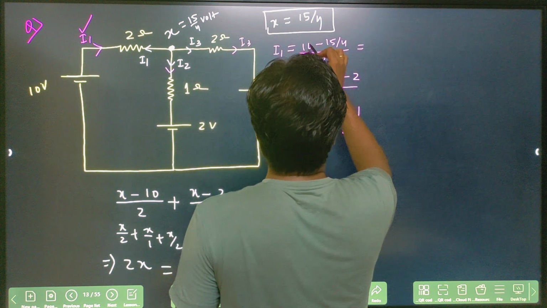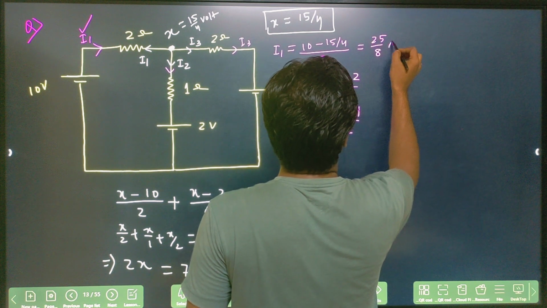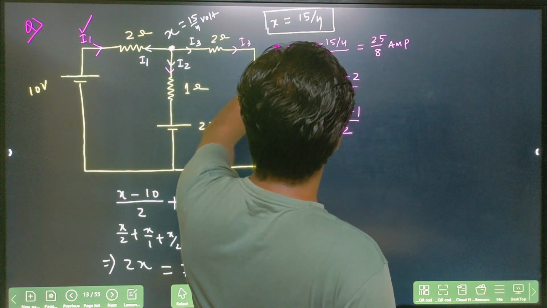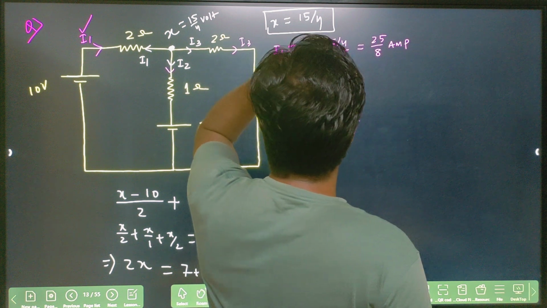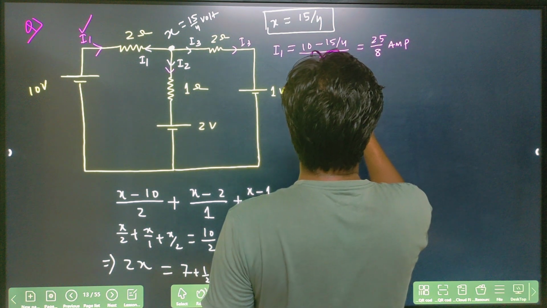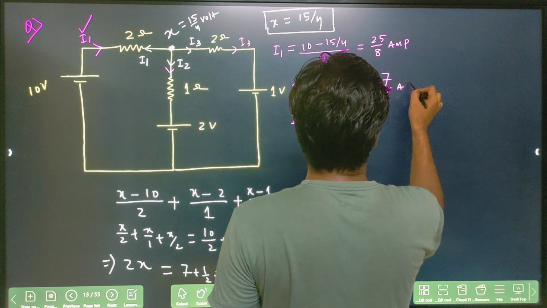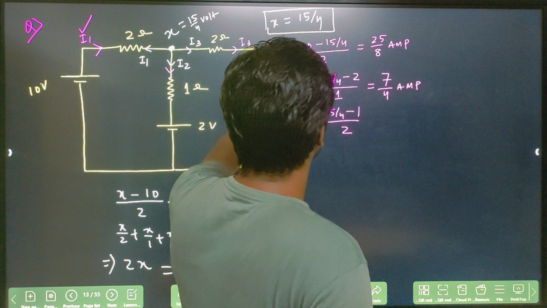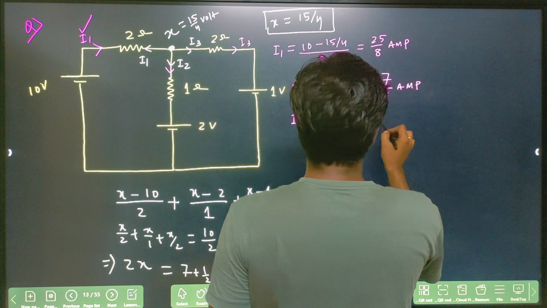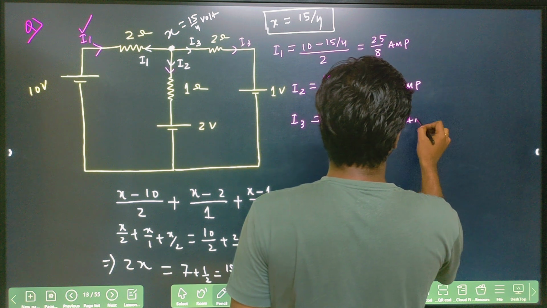So it is coming as 40 minus 15, right? This will be 25 by 8 ampere. Clear? This is okay, right? So this will be 40 minus 15, this is 25 divided by 4 into 2, which is 8. So how much will I2 be? 15 minus 8, this will be 7 by 4 ampere. This will be 8, so 15 minus 8 will be 7, and this will be 4, right? Then I3 is 15 minus 4, which will be 11 by 8 ampere. Right?